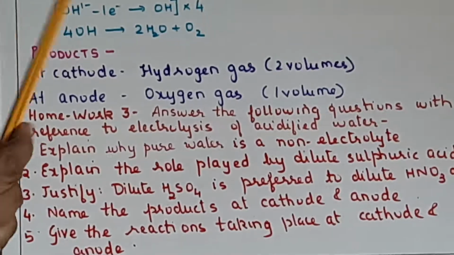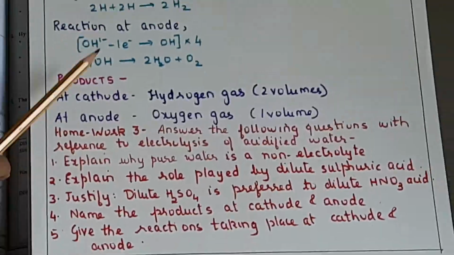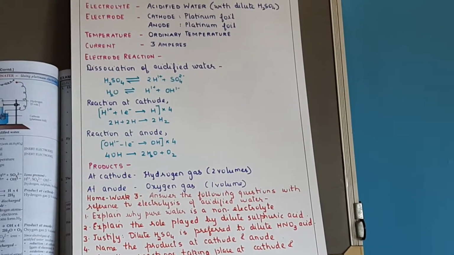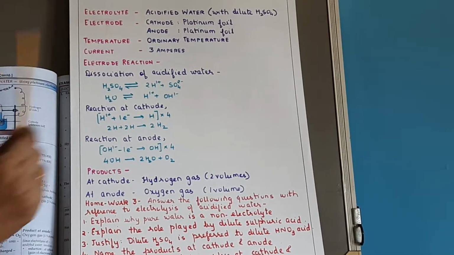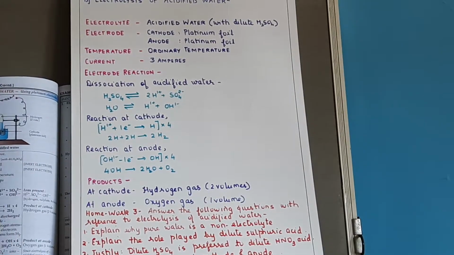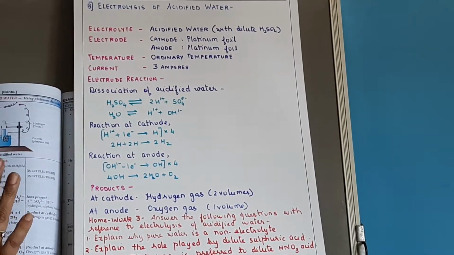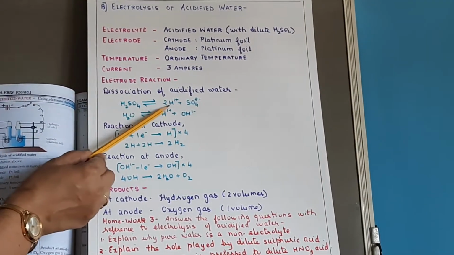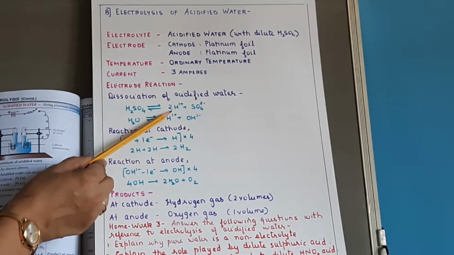Okay. Now another aspect with respect to this electrolysis which you have to understand is that the total concentration of the acid, since we are adding traces of dilute sulfuric acid, remains almost constant. Now why is that so? Just observe here. Here the hydrogen ions are in excess, right?